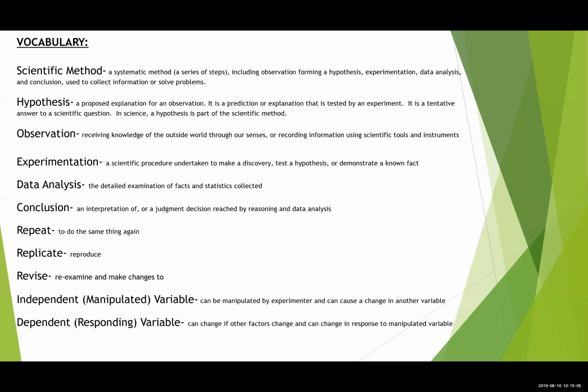Dependent variable, again, I think is used more commonly, and the other textbook for the Lab Rats class, not the junior class, uses the word responding variable. An independent variable can be manipulated by an experimenter and can cause a change in another variable. A dependent variable can change if other factors change and can change in response to a manipulated variable.